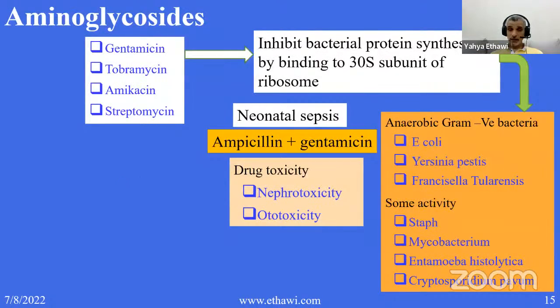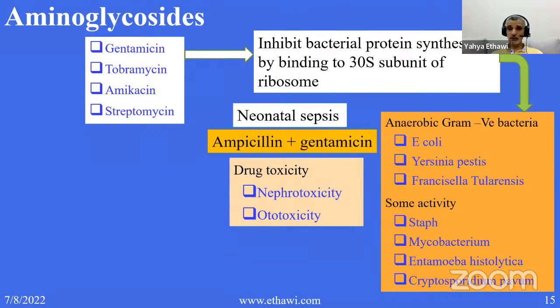Aminoglycoside, we have the gentamicin, we have tobramycin, we have the amikacin, and we have the streptomycin. Now, gentamicin is very commonly used, mistakenly. I don't know why people like it and use it, very common. So that's why I have lots of resistance.